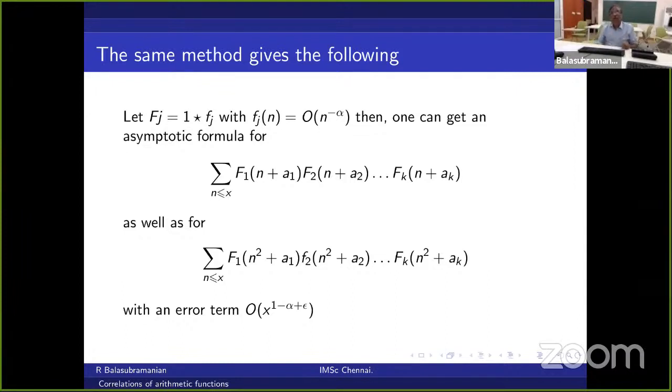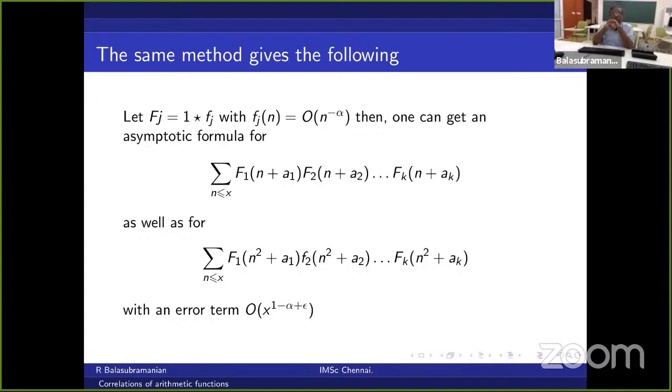And once you do that, then one can even get an asymptotic formula for F_1 of any polynomial. And in fact, let me be slightly careful. I can get F_1 of any polynomial except that it doesn't seem to be even easy to write the main term. The method should work, but if it is a linear polynomial, you can do that. And similarly for quadratic polynomials n squared, the little f_2 should be capital F_2. For the capital F_1 of n^2 + a_1, n^2 + a_2, ..., n^2 + a_k, you can get an error of x^{1 - alpha + epsilon}.